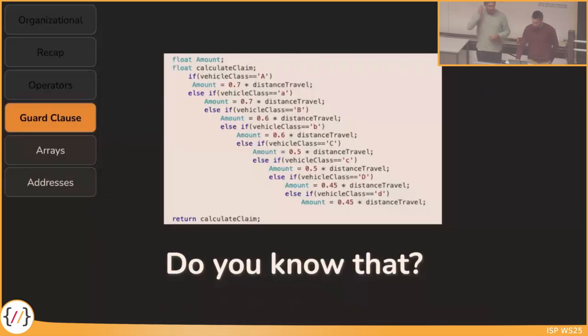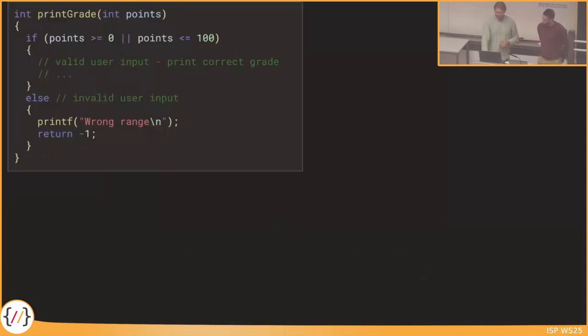Okay, then let's continue with a code snippet that is not really beautiful, in my opinion at least. Maybe some of you have seen such a code snippet with a lot of nested, in this case, if statements and blocks. So this is not really beautiful and readable. Let's think about one example where this could occur: we have a function which receives some points, which can be or should be between 0 and 100. And depending on the points, we want to print the name of the grade the student, for example, will get.